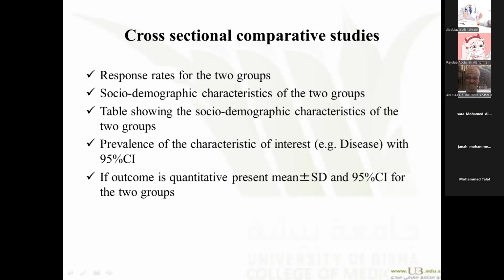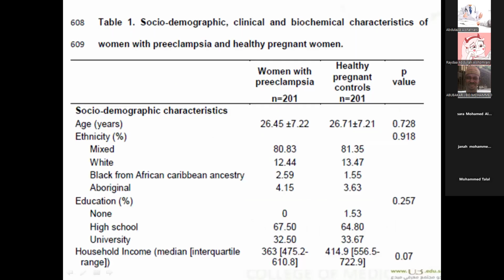Can you see my slide? I don't know where I entered. Sorry for the interruption.